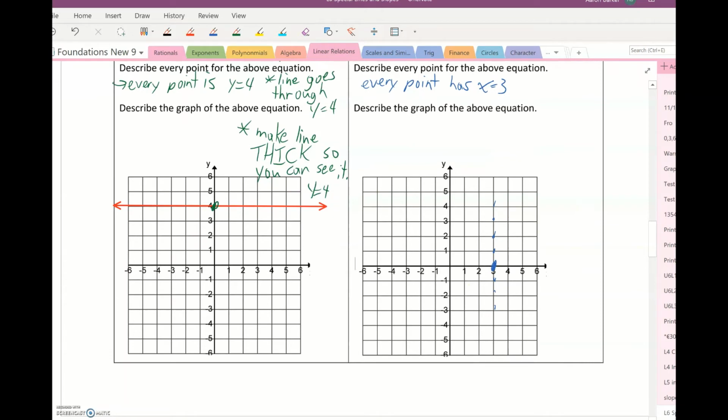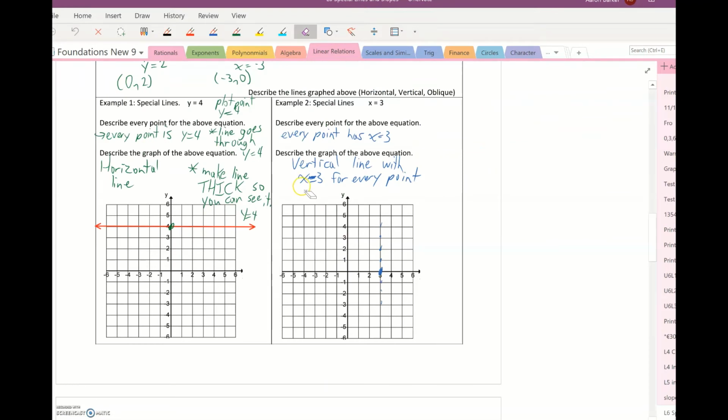So describe the graph of the above equation. It is a vertical line with x equals 3 for every point. Whereas the one previously, it wasn't a vertical line, it was a horizontal line. Okay. And these lines have special slopes.